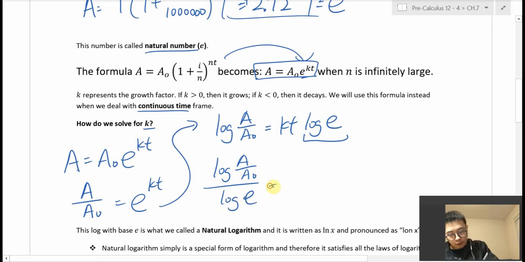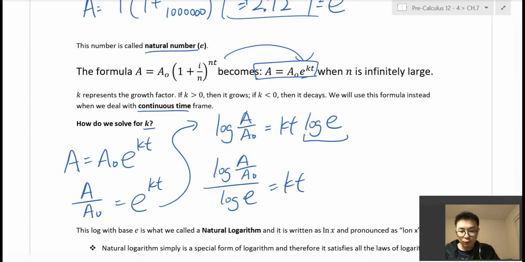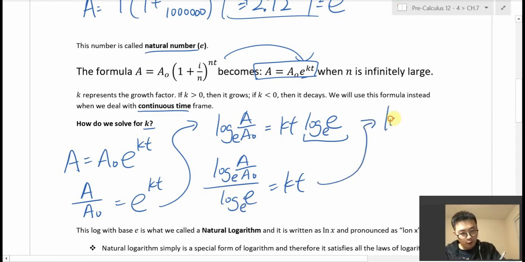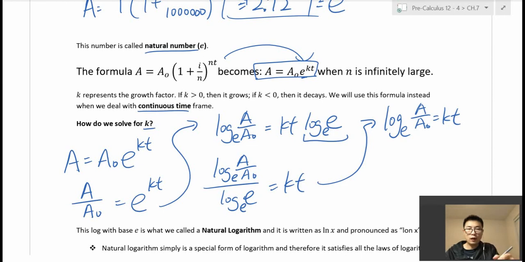But then you notice how ugly this looks. Since I can choose any base when I take a log, I'm just going to choose e as my base. Then log base e of e becomes 1. So in this case, it becomes log base e of A over A naught, and this is equal to kt. We could solve for k by dividing both sides by t, but that looks messier.